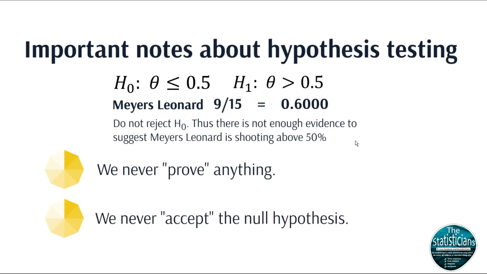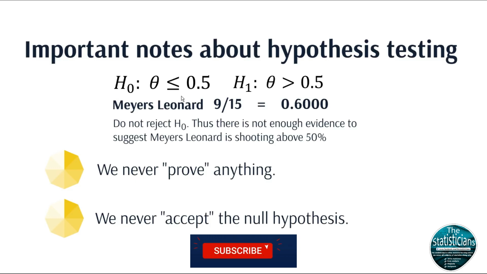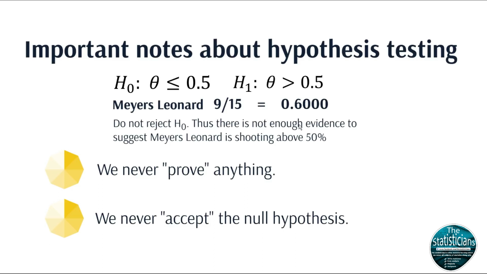The other thing we never say is the word accept. So notice I've written do not reject the null hypothesis. So this was our null, but in the event that we do not reject it, you should never say the word we then accept the null hypothesis. Because don't forget, he scored 60% out of the first 15 3-pointers. So it's not as if we have evidence that he's less than a 50% 3-point shooter. It's just that we don't have evidence that he's more than a 50% 3-point shooter. That's a really important distinction.